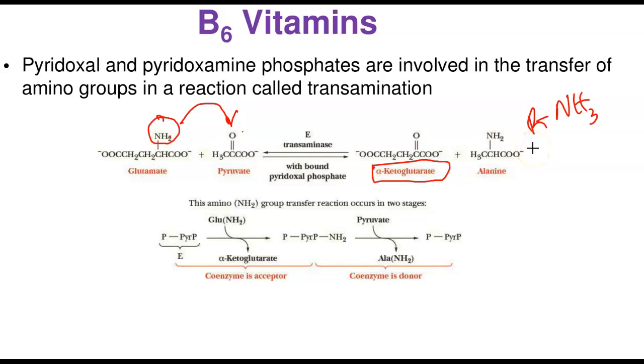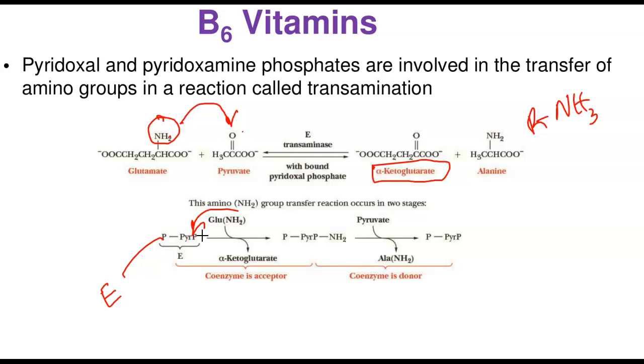Now listen, this reaction takes place in a series of intermediate steps involving the interaction between the enzyme transaminase and the pyridoxal phosphate. What happens here? This is the pyridoxal phosphate plus the enzyme. Now, they're in association. The glutamate, which has the amino group, first of all transfers this amino group to this enzyme. Remember again, this is the protein, which means the enzyme. Now, this is the pyridoxal phosphate. So this is the enzyme-pyridoxal phosphate complex.